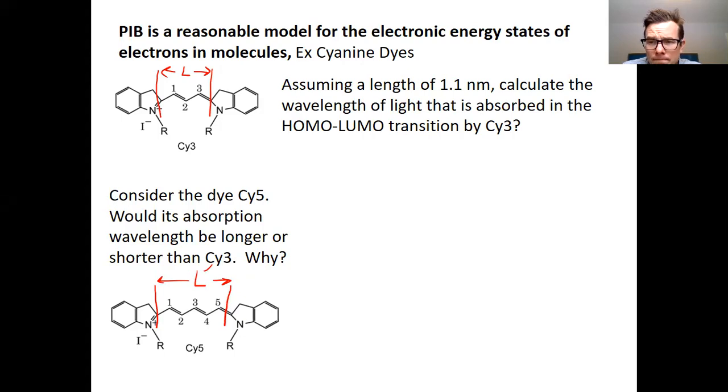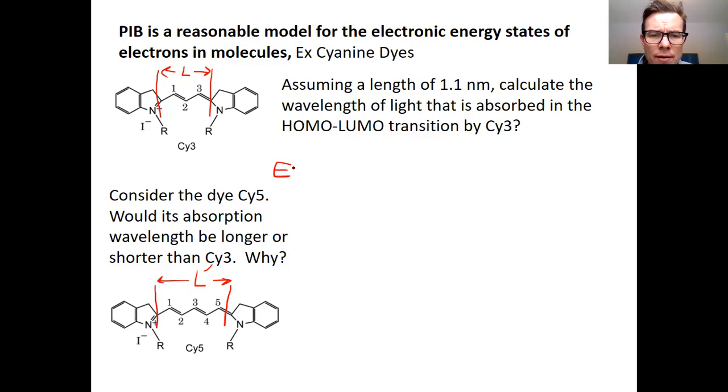Would the absorption of Psi5 occur at a shorter or a longer wavelength than Psi3, or the same? Right? Why? And what I want to point out to you is that there are really two things going on. The first is that the number of electrons is increasing. So we have more pi electrons in here. But more importantly, the backbone is extending. Right? The length of the box is bigger.